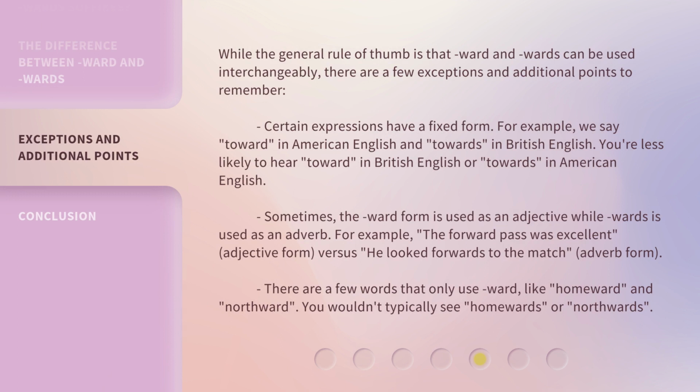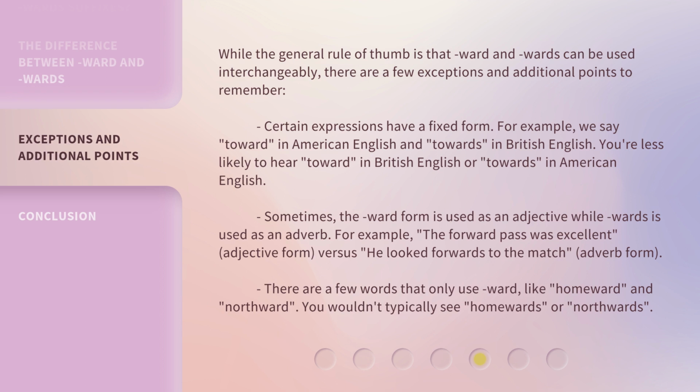While the general rule of thumb is that -word and -words can be used interchangeably, there are a few exceptions and additional points to remember. Certain expressions have a fixed form. For example, we say toward in American English and towards in British English. You're less likely to hear toward in British English or towards in American English.